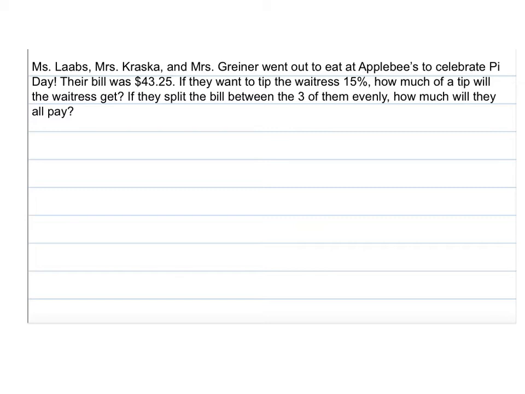Tip is just like sales tax. It's an amount that's added on after. So we're going to follow the exact same steps. So I'm going to turn the percent into a decimal, which would be 0.15. And I'm going to multiply that by the cost of the bill, times 43.25. So they are going to leave the waitress about $6.49 rounded to the nearest hundredth. So that's the tip that the waitress will get.